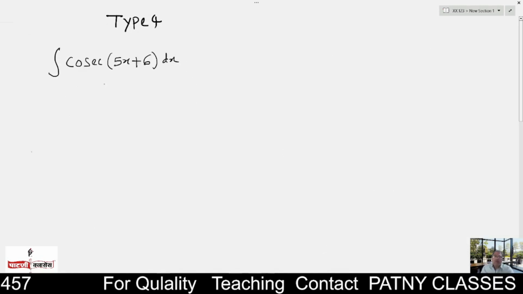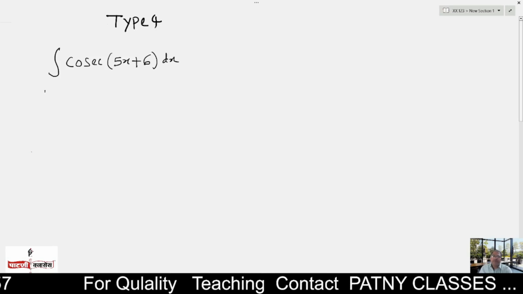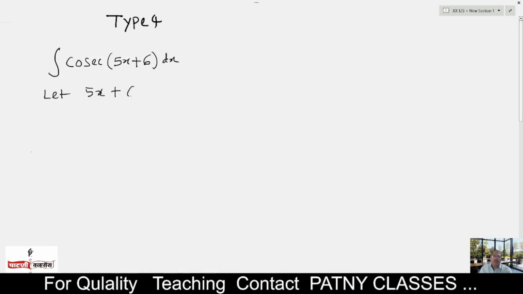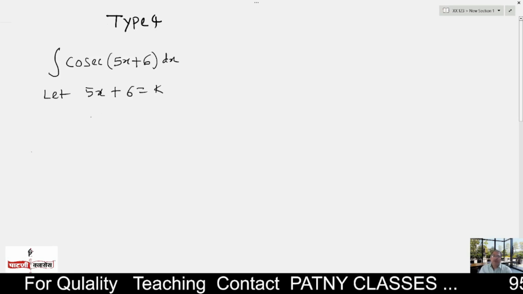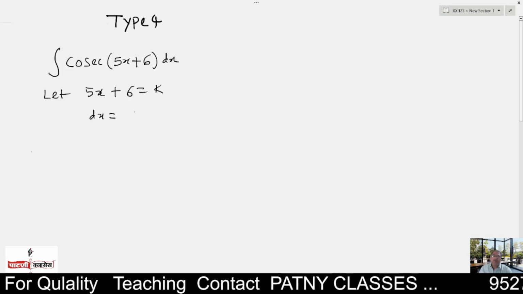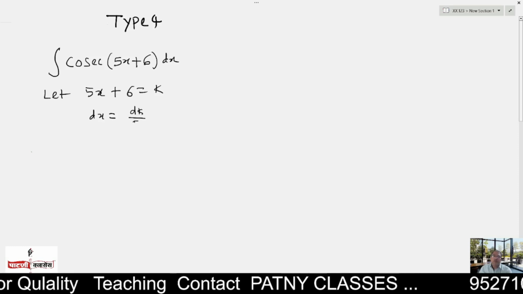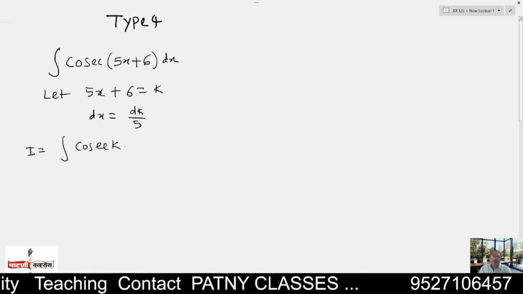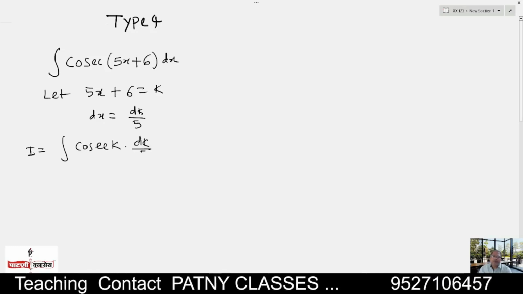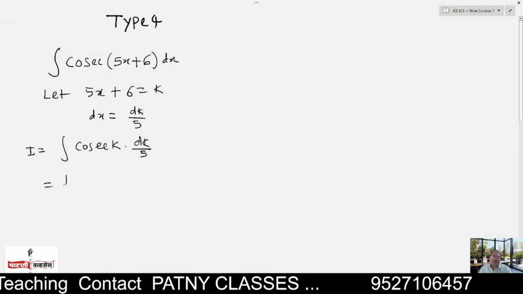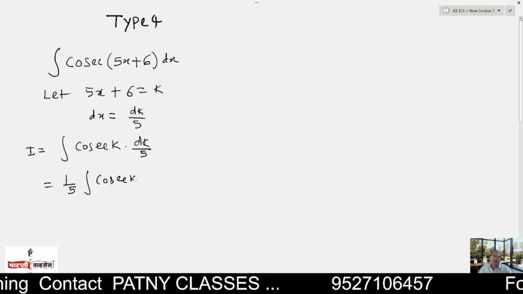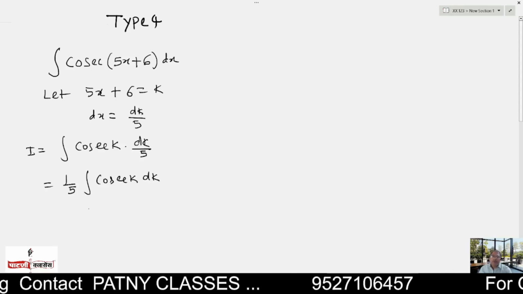Integration of cosec (5x plus 6). Let 5x plus 6 equals k, dx equals dk upon 5. I equals integration of cosec k dk upon 5, that is 1 by 5 integration of cosec k dk.